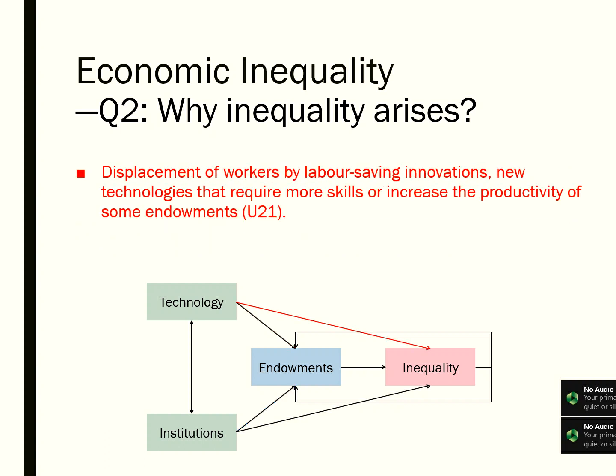In addition to the indirect effect via endowments, technology can directly affect inequality for its creative destruction on the labor market. Those who work in the old industry face greater risk of job loss, while those with innovative skills tend to accumulate more wealth. This is to be covered in details in Unit 21.